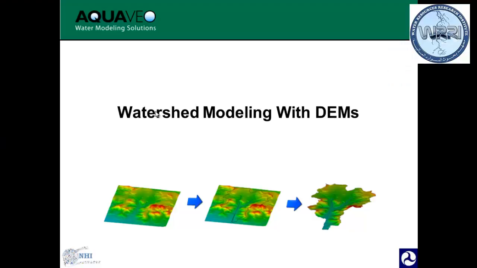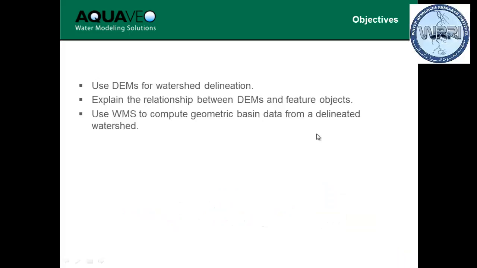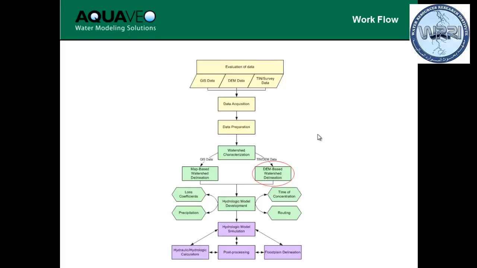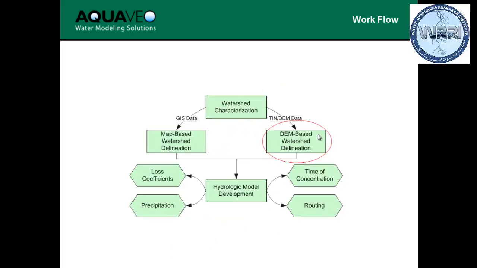So I wanted to talk about watershed modeling with DEMs, and we're going to learn how watershed modeling is done with DEMs. There are certain things we need to know about, and so we're talking about DEM-based watershed delineation now. We know where to get DEMs now, right? You either get them from WMS or you get them from the Aster GDM v2 website. So we know where to get them. Now we need to know how to use them.